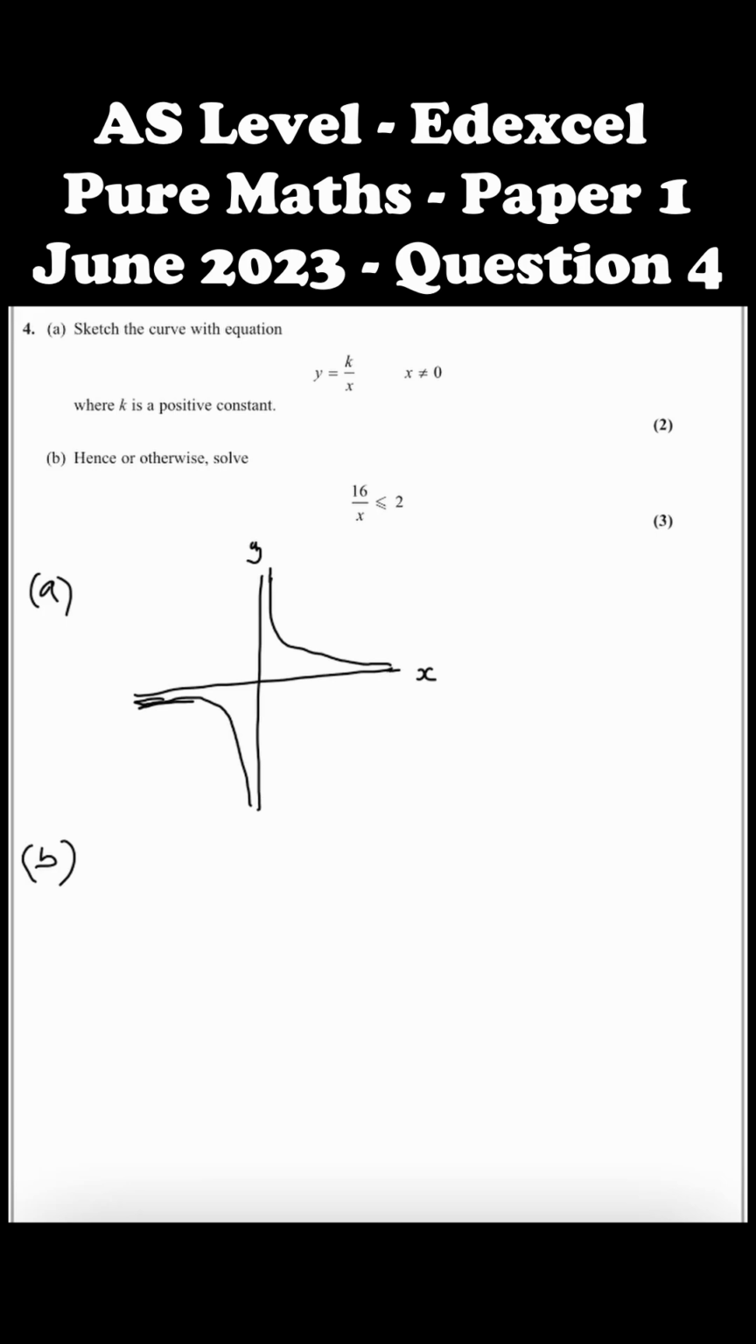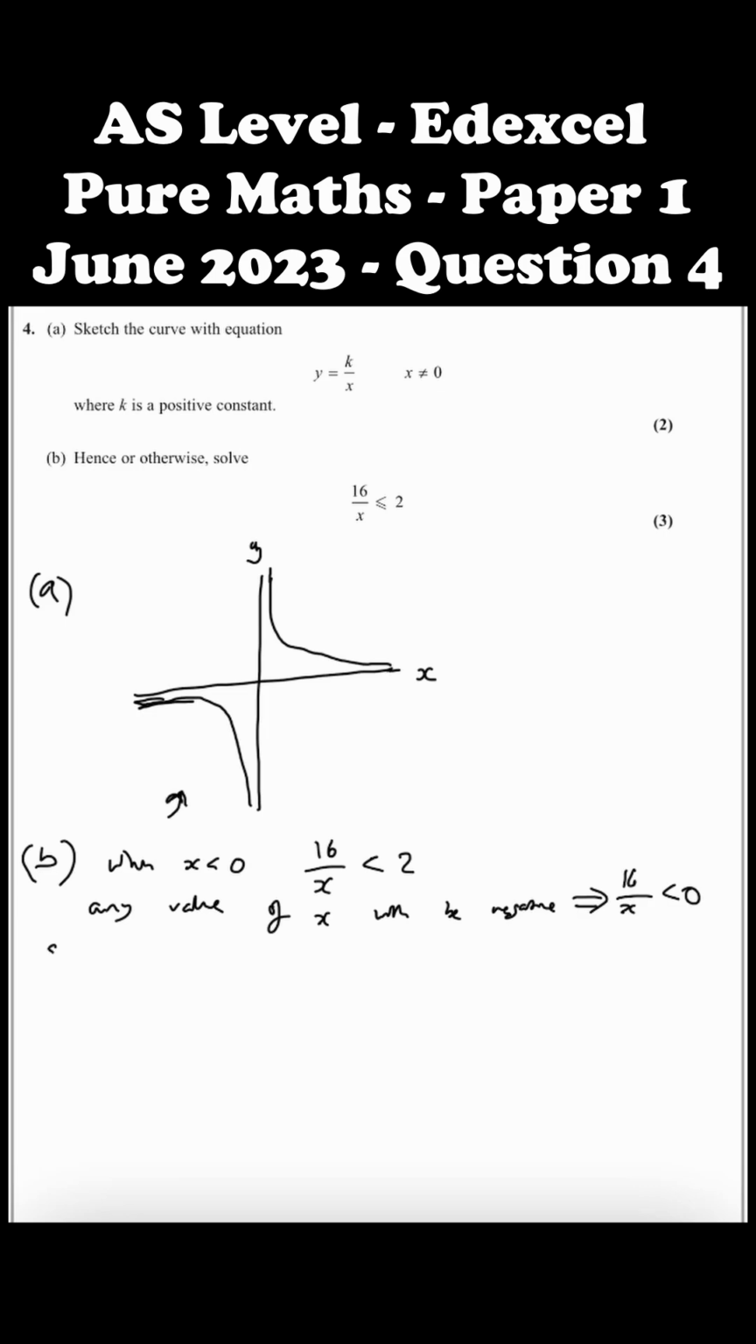So I'm going to look at this as two separate graphs. If we consider just this one down here, this is for values of x less than 0. So I'll put when x is less than 0, 16 over x is less than 2, because any value of x that you put in will be negative. Therefore, 16 over x is going to be less than 0 as well.